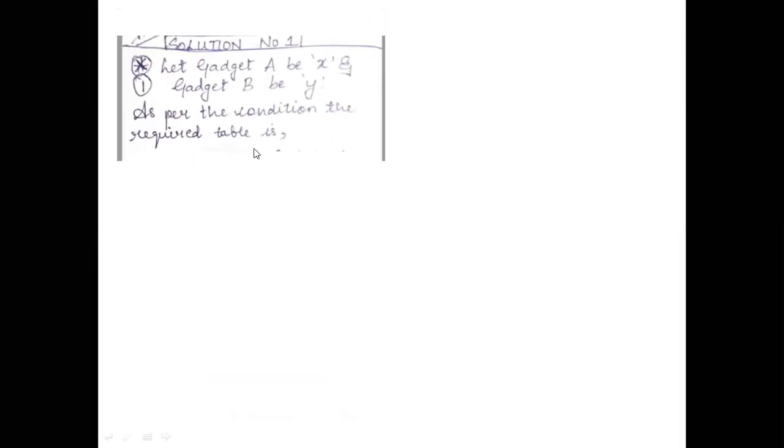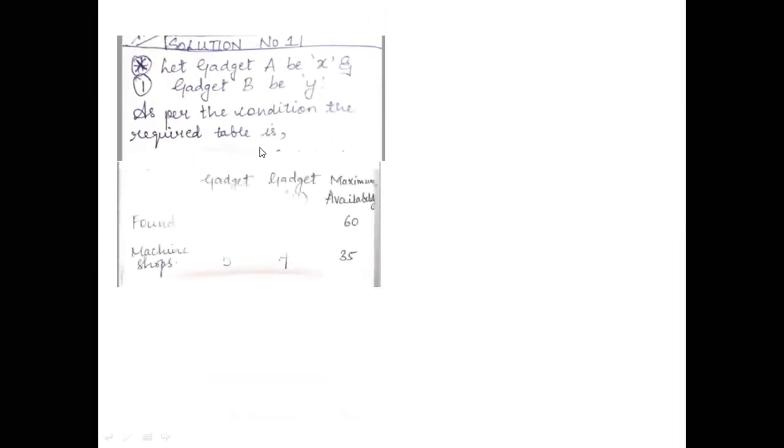As per the condition, the required table is which they have already given us. So I have modified the table a little, and as you can see, I have made the table like this. So in the table, you will basically have 3 columns and 2 or 3 rows depending upon number of constraints. So these are your decision variables. These are your constraints. So gadget A, we are taking X. Gadget B, we are taking Y. With maximum, you have to always use the word availability.